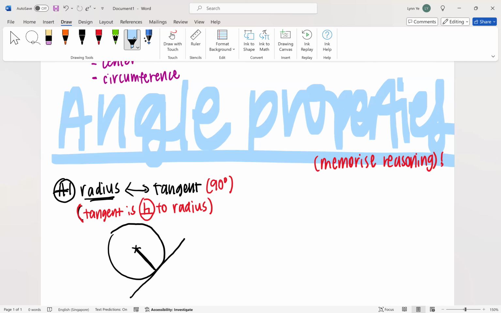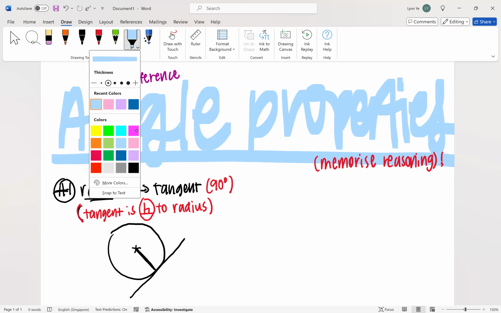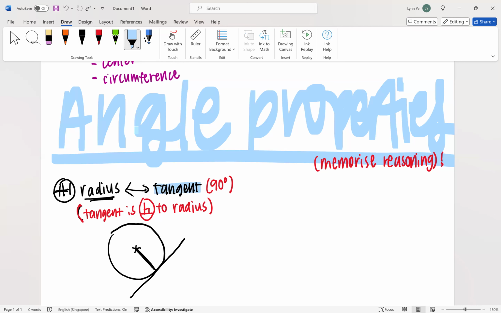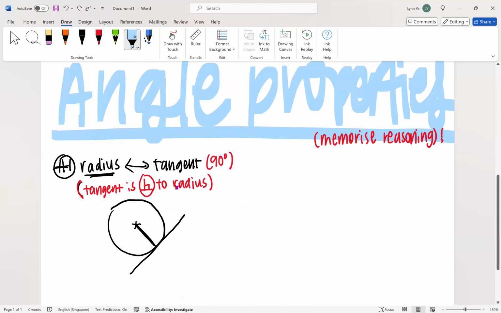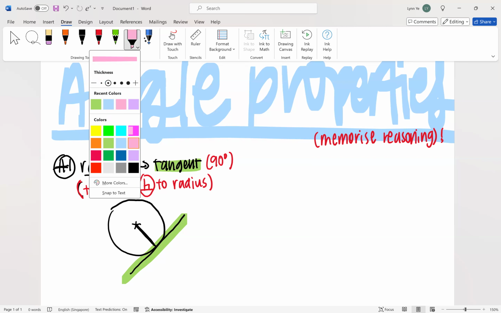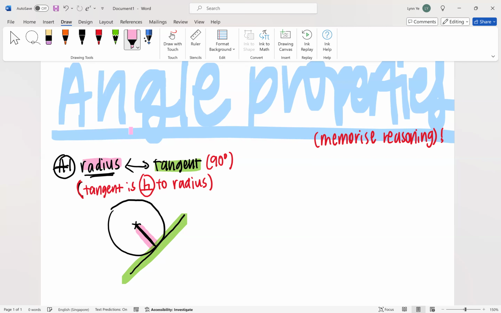Okay, I don't want it too messy, so I will do highlighting. This is tangent. Okay, no, wrong color. Shouldn't use blue, the same as this. Use green then. Tangent. So here is my tangent. Okay. Then radius, I'll do it in pink. This is where my radius is. Okay, I'll give you guys some time to copy. And then don't forget your 90 degrees. So your 90 degrees is here. They will meet and give you 90 degrees.